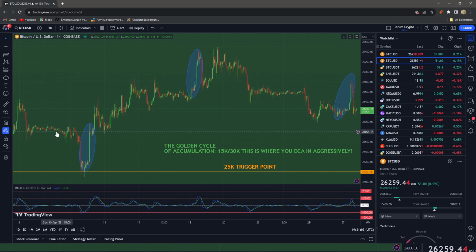Contraction. Okay. This is the first thing that the market does. It contracts or consolidates, whatever you want to call it. I usually call it a consolidation. Then out of the consolidation, it goes into expansion. And then from expansion, it goes into trend. Back into expansion and into trend.